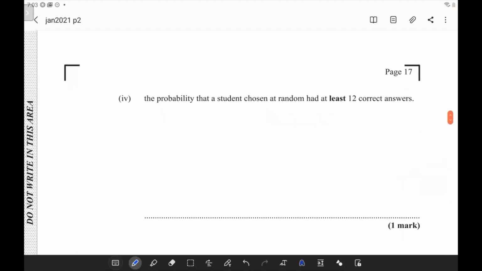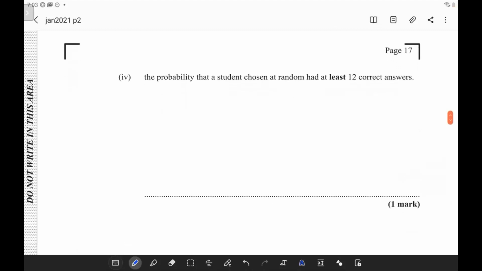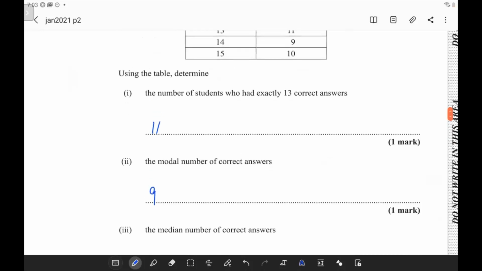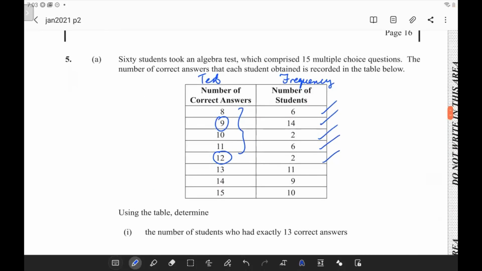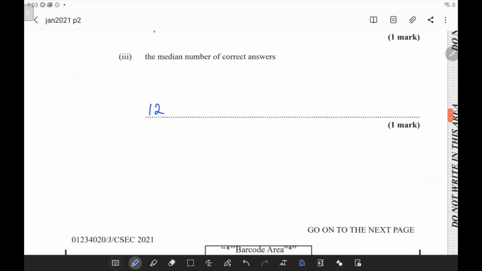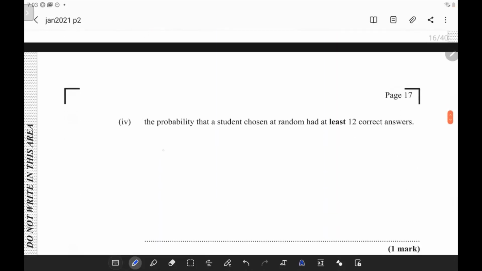So the probability that a student chosen at random had at least 12 correct answers. At least 12 means 12 or greater. So we have 2 and 11 is 13, and 9 is 22, and 10 is 32. So we have 32 of all the people, which was 60.